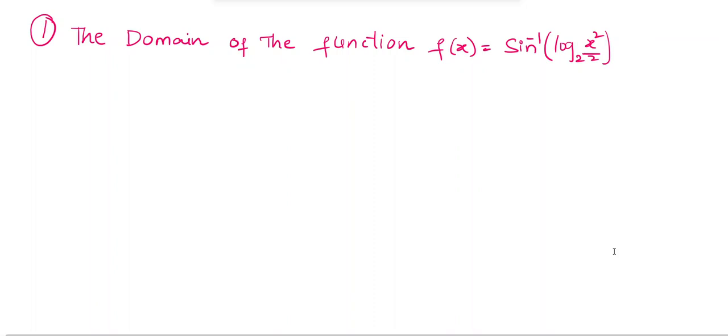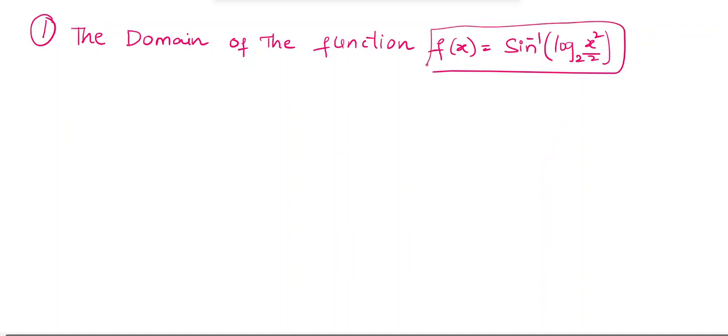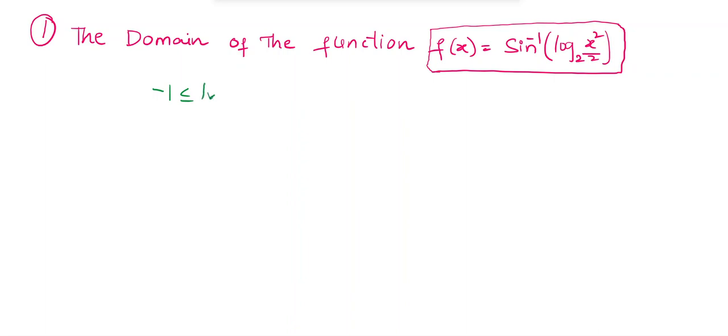This is the first question. The domain of the function f(x) = sin inverse of log base 2 of x square by 2. Here, sin inverse x lies between minus 1 and 1. This is written as minus 1 less than or equal to log base 2 of x square by 2, which is less than or equal to 1.